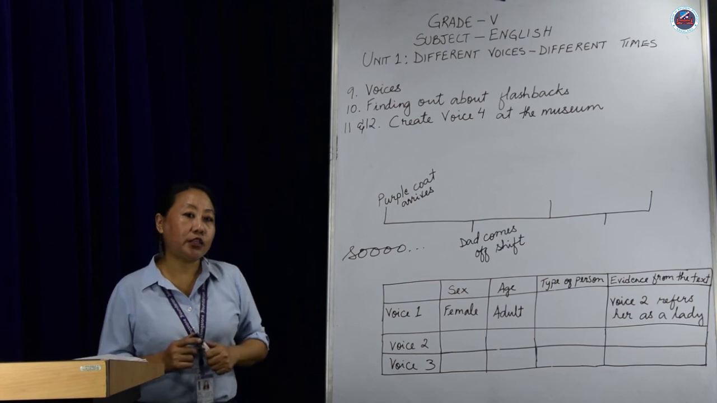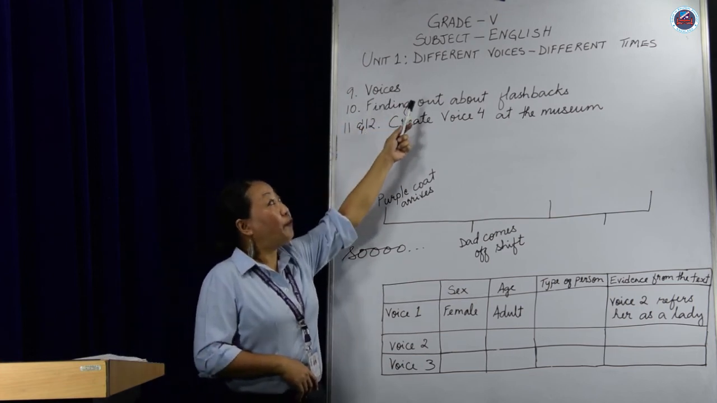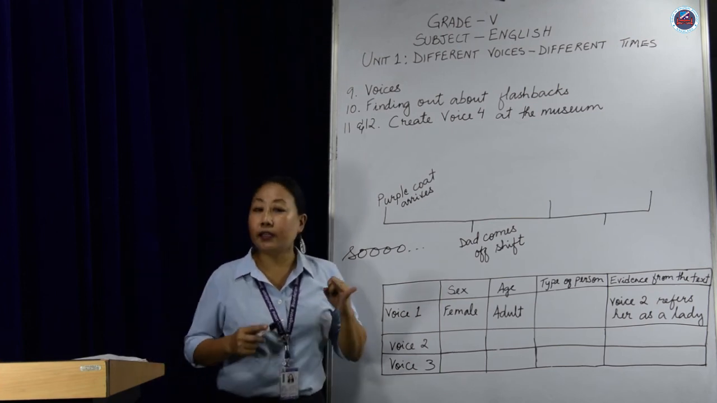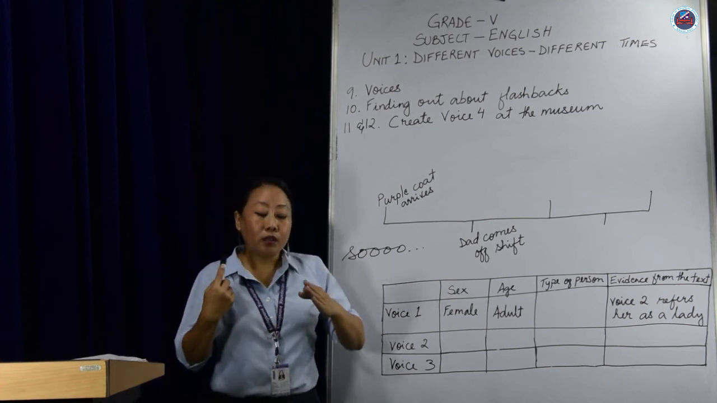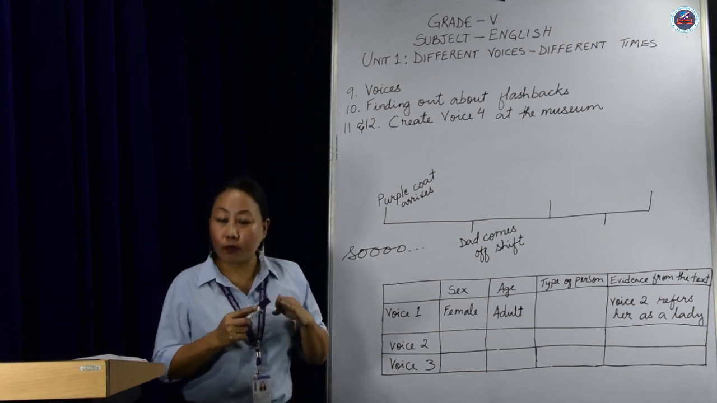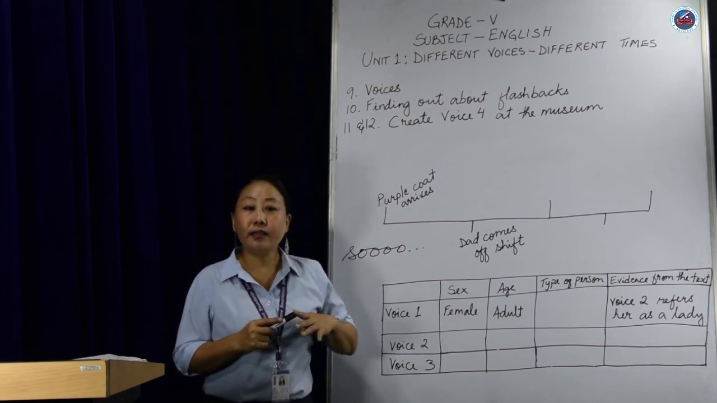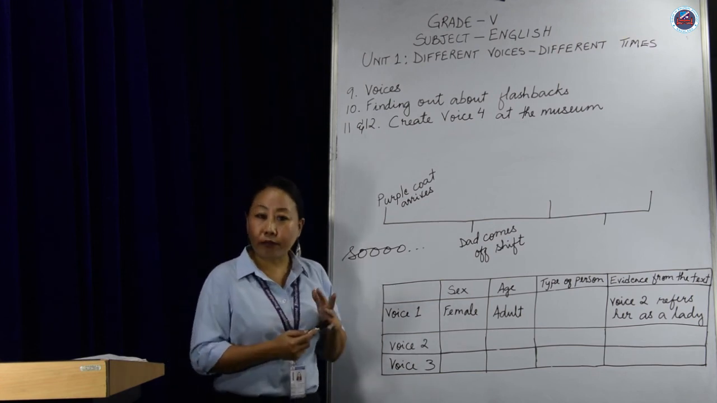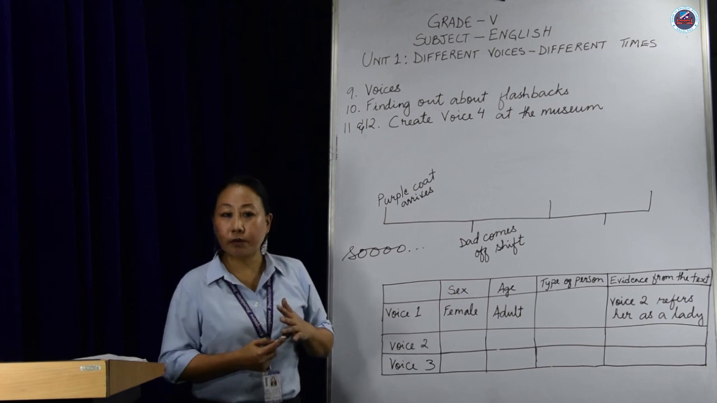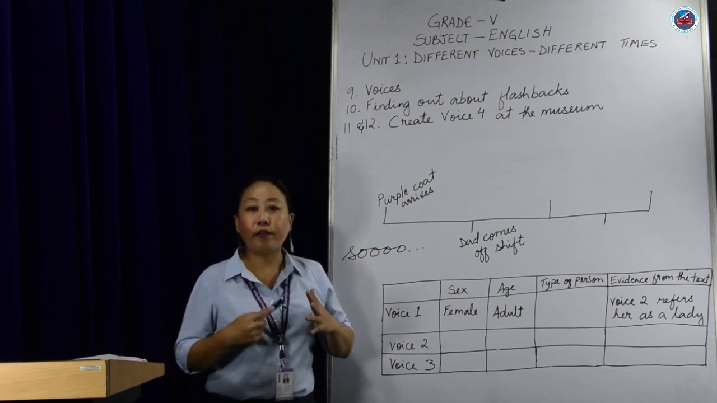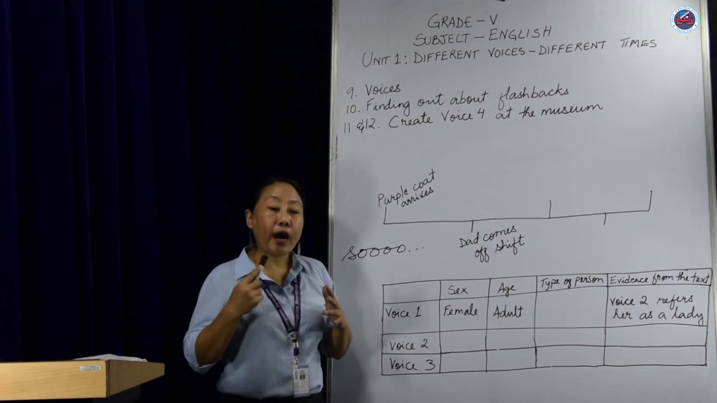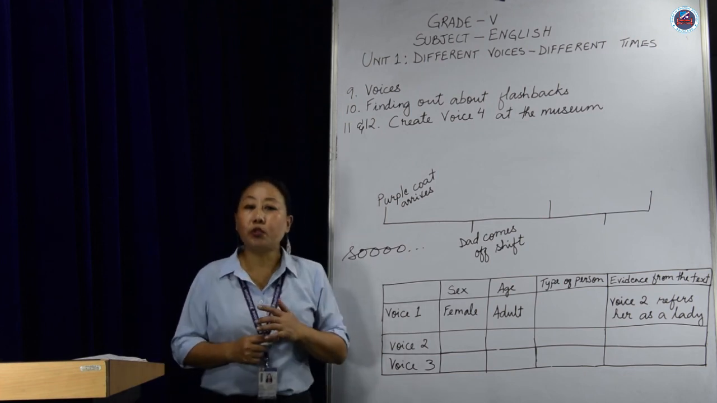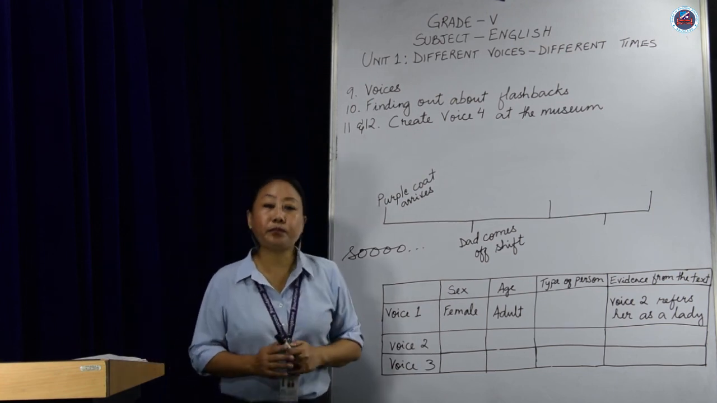So, in this unit, Different Voices, Different Times, we learned about the prologue, the techniques used, identifying and comparing moods, phrases and sentences, word classes, homographs, reviewing dialogue, different voices, flashback, and how to identify and create voice 4. With this, we come to the end of our unit.